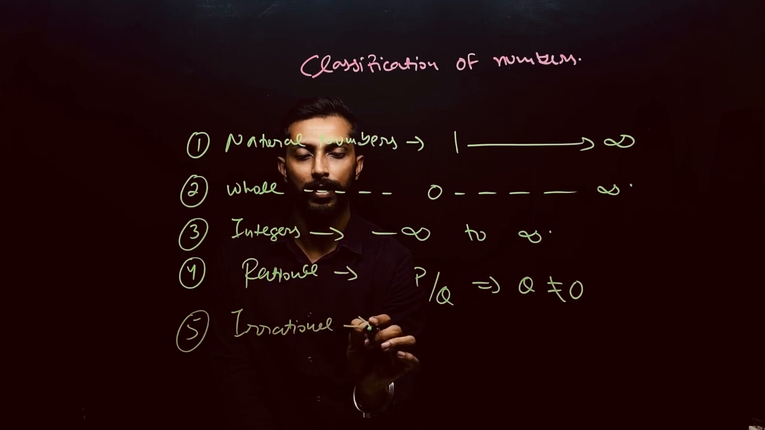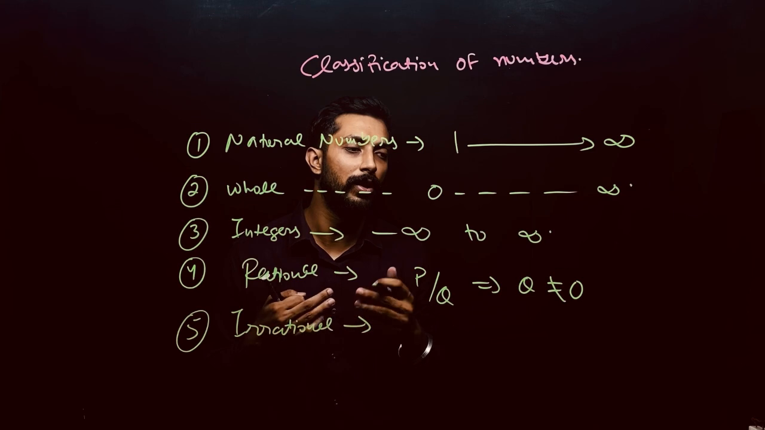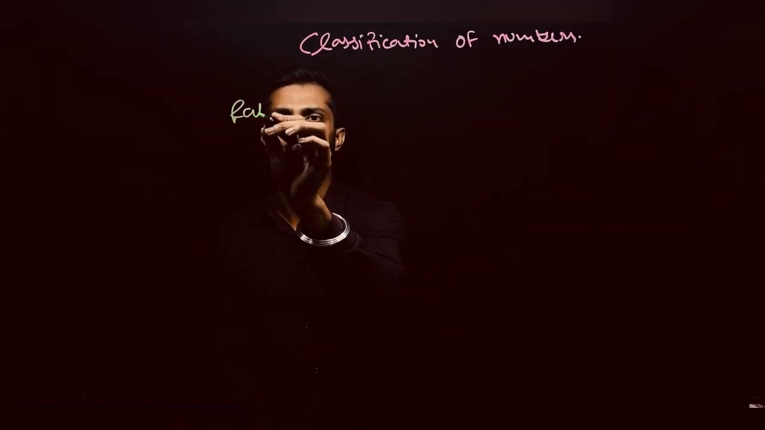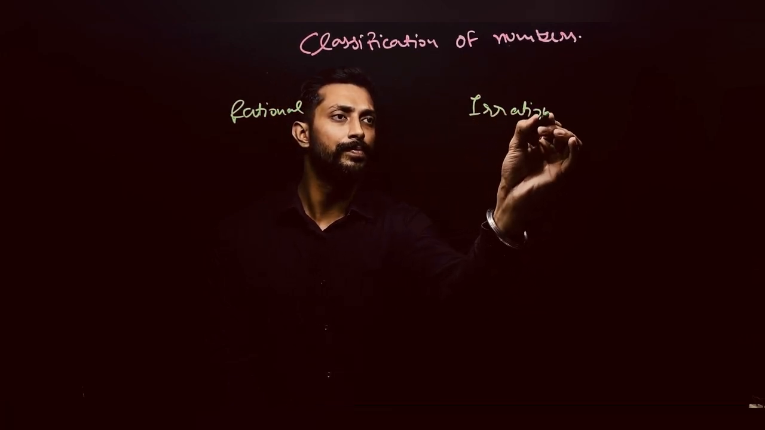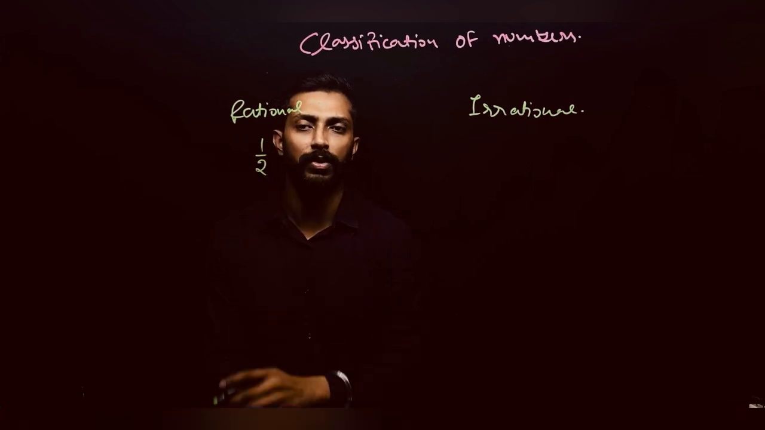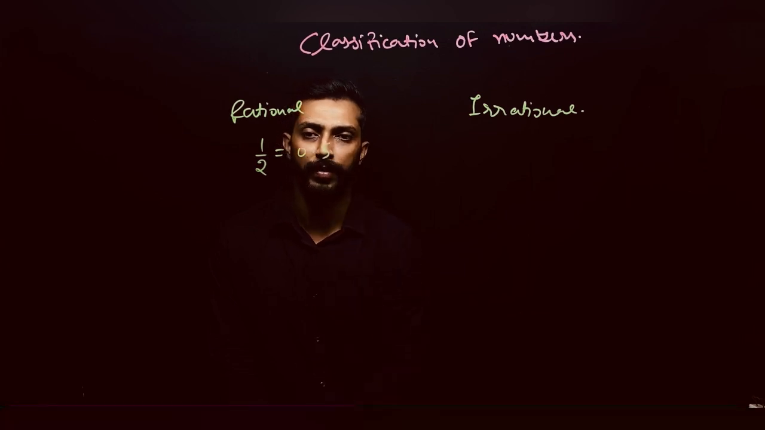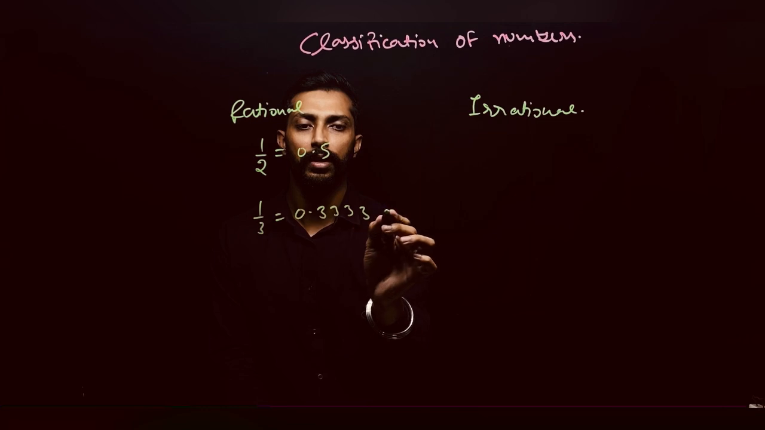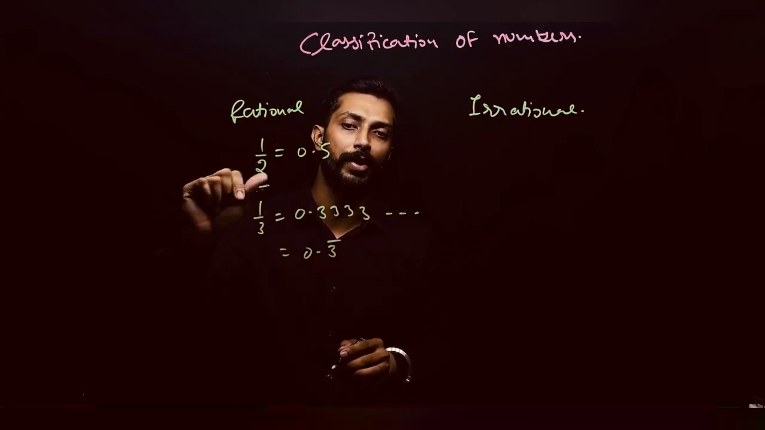Another type is irrational numbers. Now, what is the main difference between rational and irrational numbers? We will discuss what a rational number and an irrational number are. If I take the example of 1 by 2, this is a rational number, which can be written as 0.5. If I write 1 by 3, this is 0.33 and so on, or 0.3 bar. Both are examples of rational numbers.